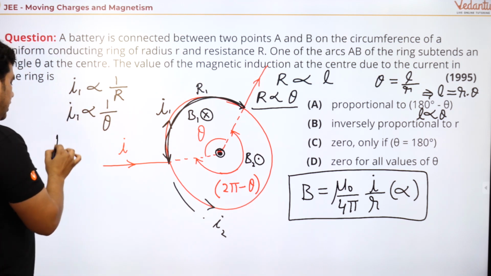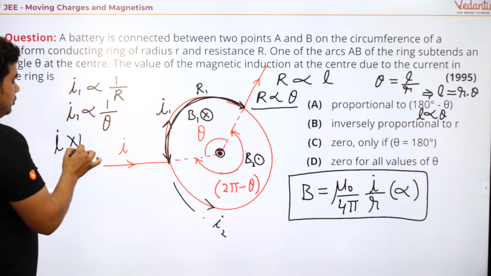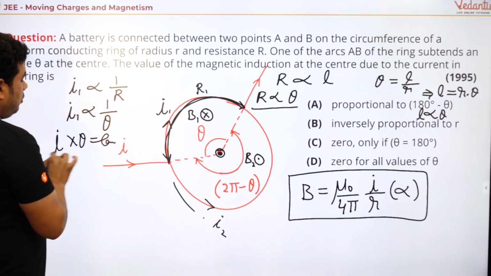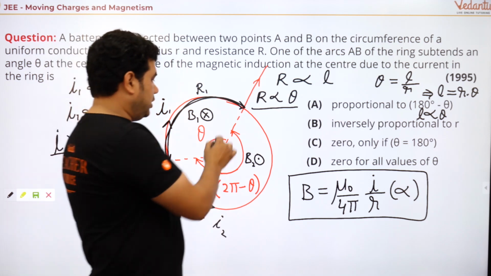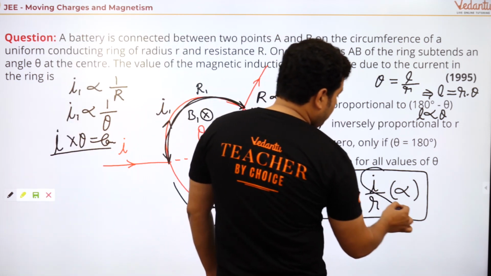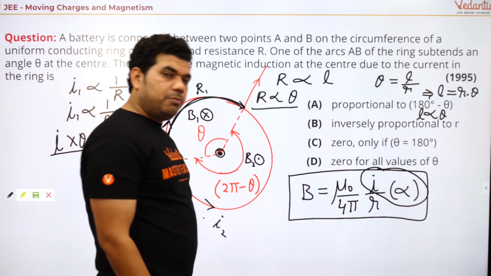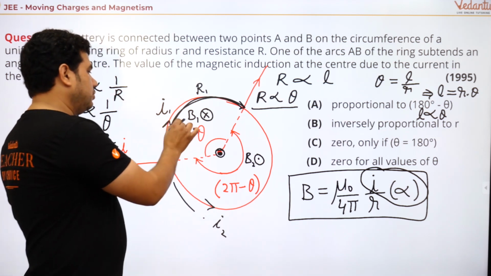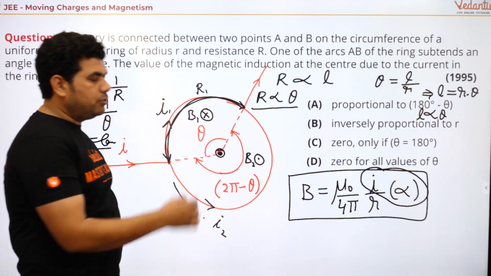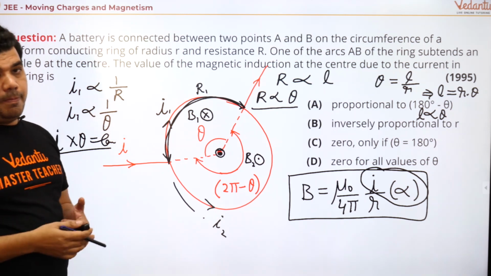And now we can say I into theta is equal to constant. And for these two, I into angle is constant, it means the magnetic field due to this and magnetic field due to this are equal.